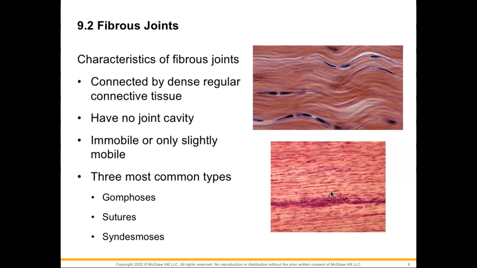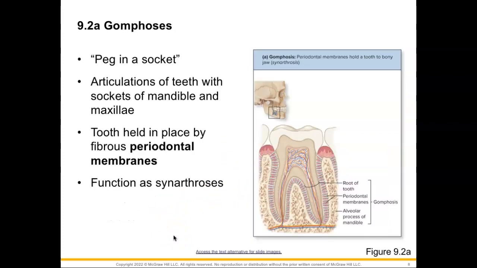And in these joints, we're going to have no joint cavity. We'll talk more about joint cavities within our synovial joints. And our fibrous joints are immobile or just slightly mobile. And we have three different types. We have gomphoses, sutures, and syndesmoses. So let's look at those.